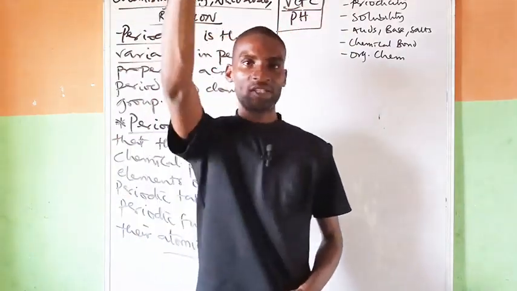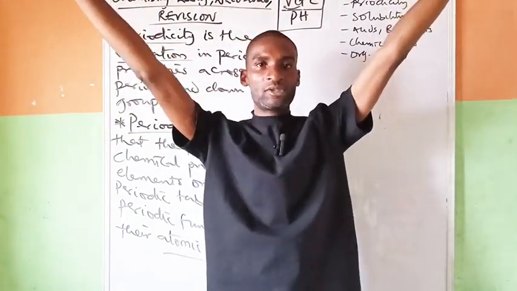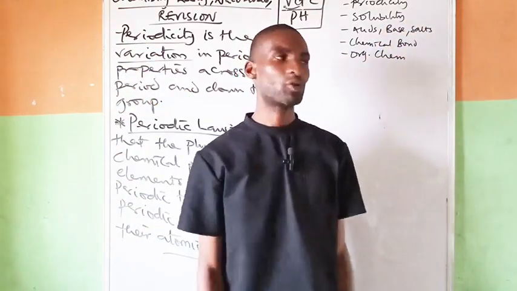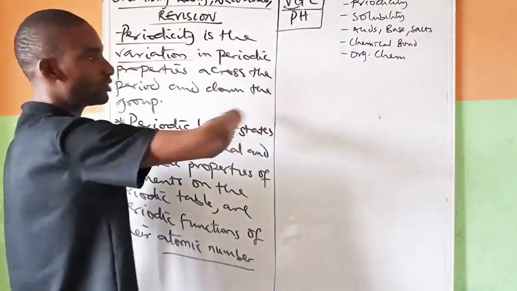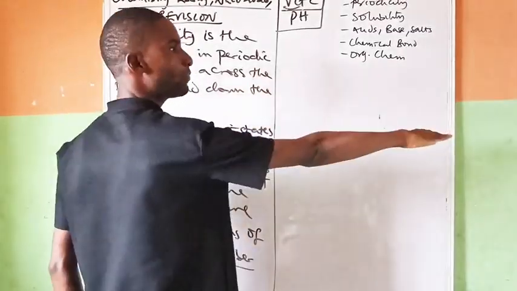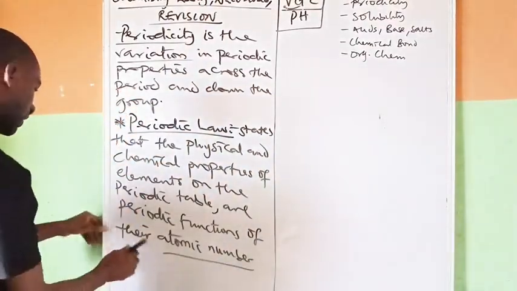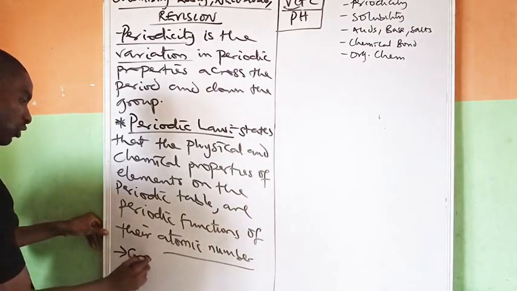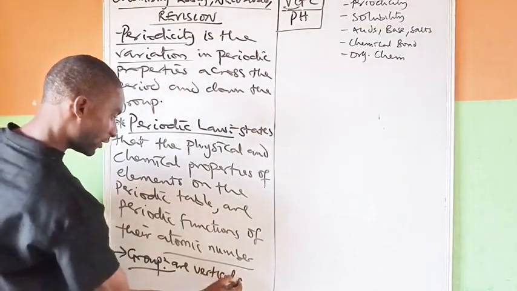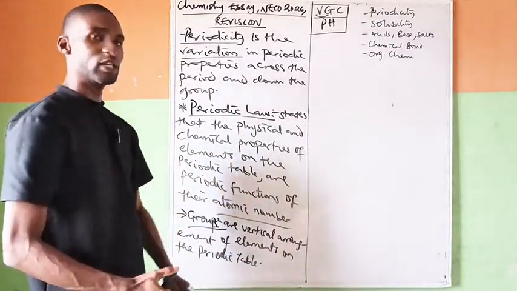So groups are vertical. When you stand and raise your two hands up, this is letter V. So this is vertical, but when you drop it like this, this is horizontal, right? That is the arrangement of elements in periods. So periods are horizontal, groups are vertical. Take note of that. They can ask you to define group. What is a group? Groups are a vertical arrangement of elements on the periodic table.